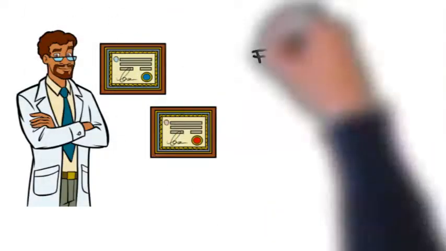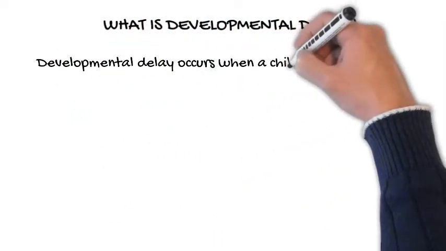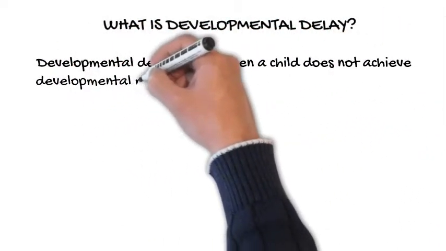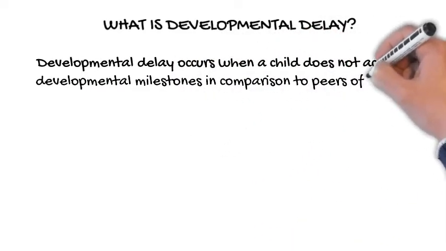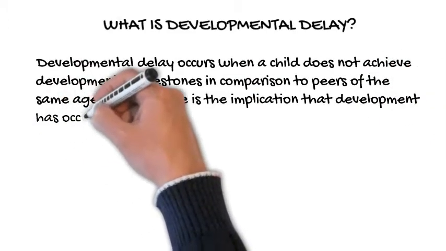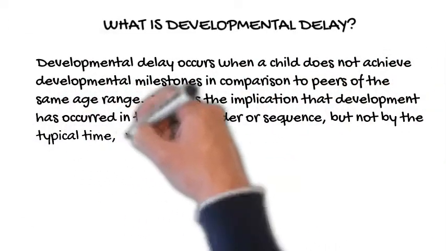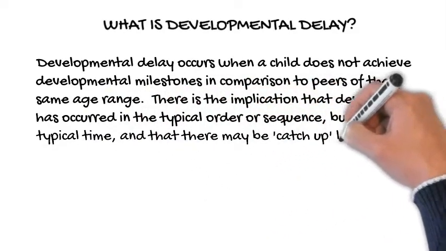Frequently asked questions on developmental delay. What is developmental delay? Developmental delay occurs when a child does not achieve developmental milestones in comparison to peers of the same age range. There is the implication that development has occurred in the typical order or sequence, but not by the typical time, and that there may be catch-up later.